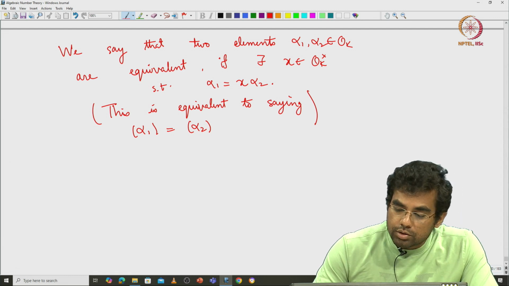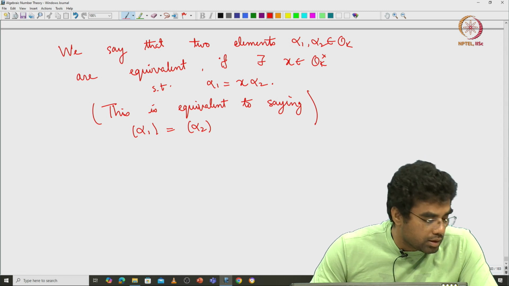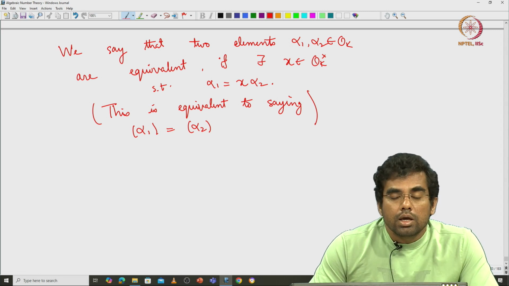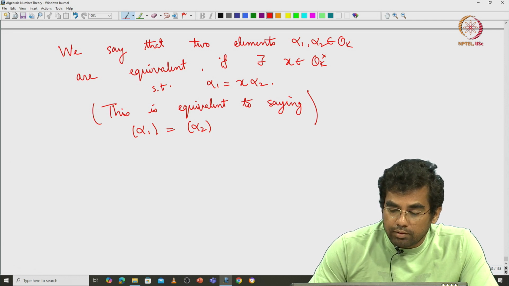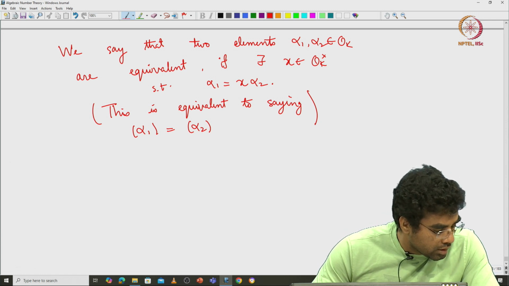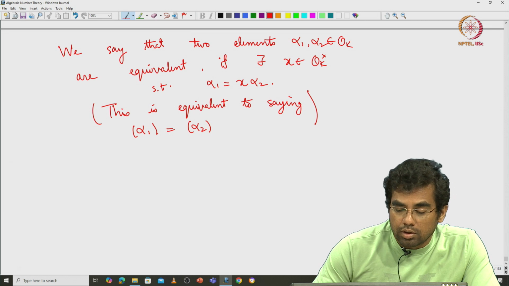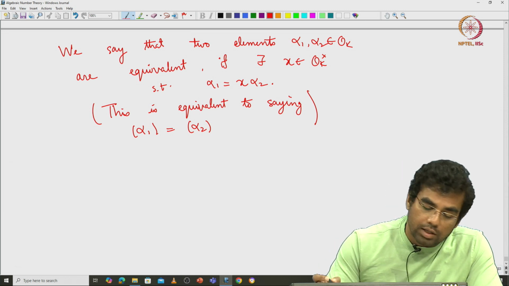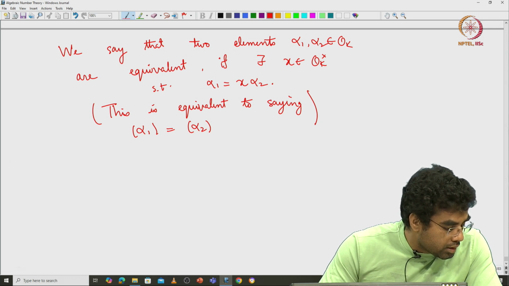All right. So, this is what we say, that two elements alpha in O_K are equivalent if they differ by a unit. In ring theory, you may have learned this as being associates. So, if alpha 1 and alpha 2 are associates of each other, then they differ by a unit. In any case, we are not going to use this notion for a long time. That is why I thought I will just define it here and we will call them equivalent. All right.